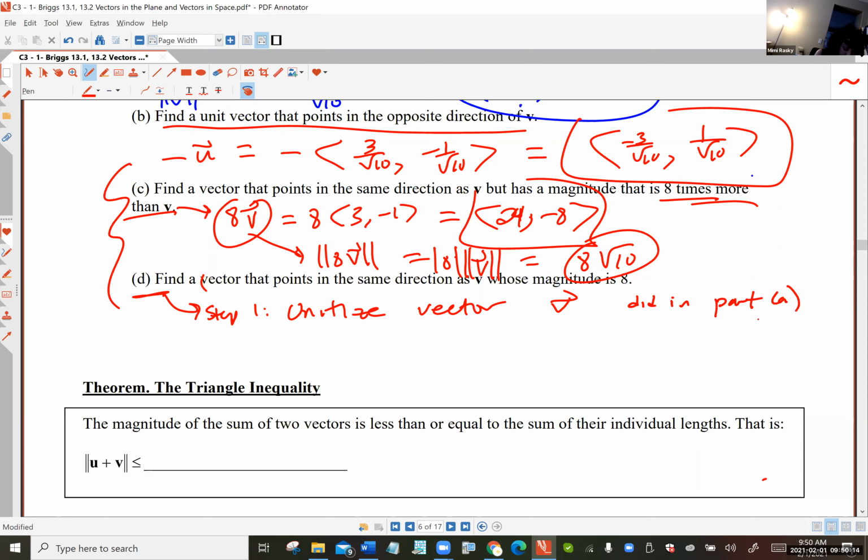We got the u, because step 2 is you're going to multiply that unit vector by 8. You're not going to multiply the original vector by 8. You're going to multiply the unit vector by 8, because the unit vector's magnitude is what? Somebody tell me what the magnitude of a unit vector is again? 1. Good. So multiplying a magnitude of 1 by 8 will give you exactly 8 units. So this is simply going to be 8 times <3 over square root of 10, negative 1 over square root of 10>, and then distribute your 8, and your answer will end up being 24 over square root of 10 and negative 8 over square root of 10.